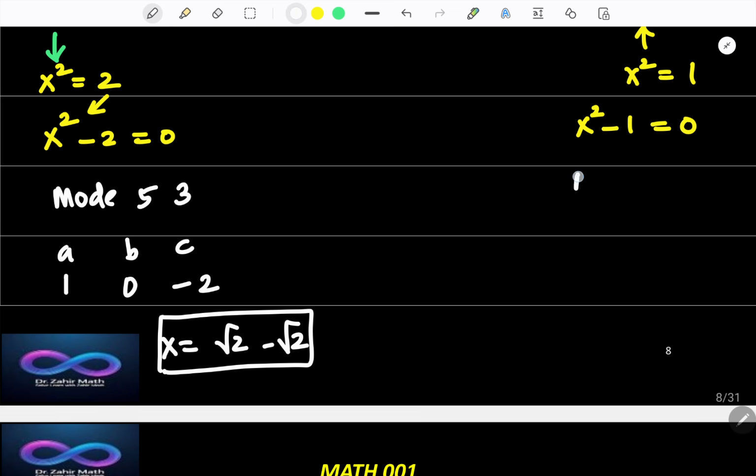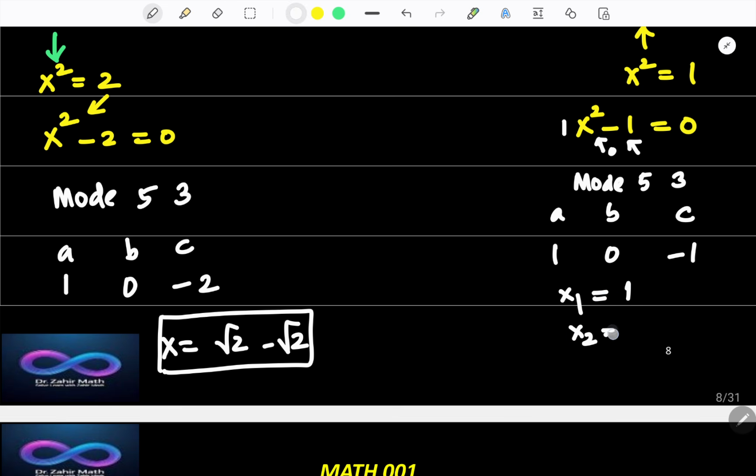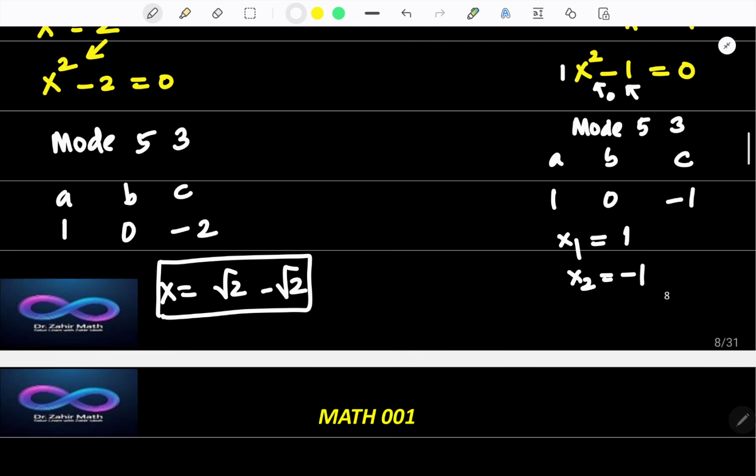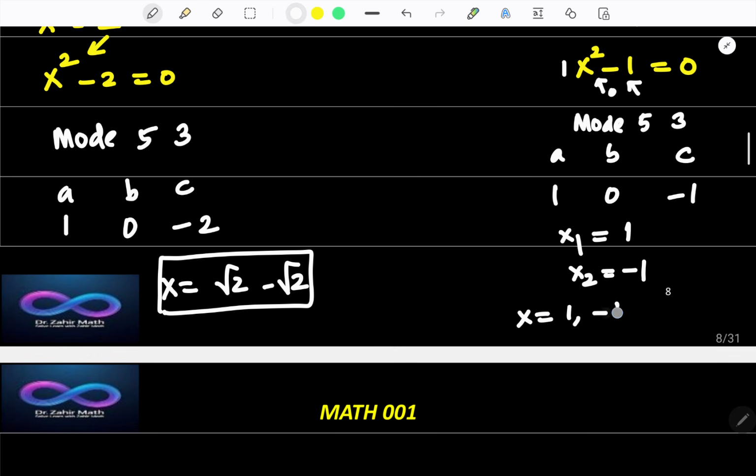Right, again here also you press mode 5, 3. Already you are in the same screen. A, B, C. Press A is equal to 1, B is equal to 0 and C is equal to negative 1. How, teacher? Here there is no X, so 0 and the constant is negative 1. So you are getting x1 is equal to 1 and x2 is equal to negative 1. So what is your answer? X equals 1 comma minus 1.